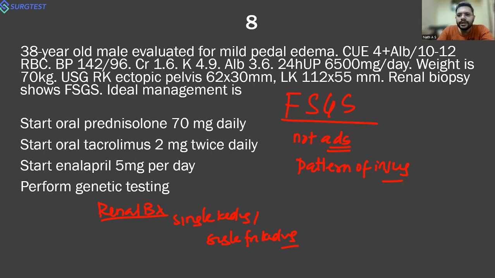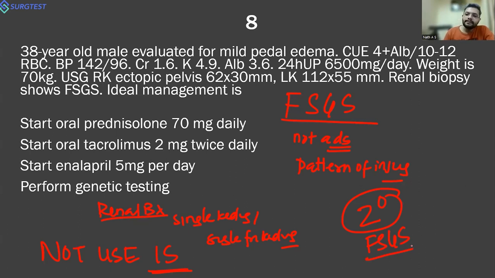Basically, there is no immune issue. There is no autoantibody, there is no immune dysfunction, which is actually causing the disease. So you would not use any form of immunosuppression. That's the message. This is not a primary focal segmental glomerulosclerosis. This is a secondary focal segmental glomerulosclerosis due to some other issue.